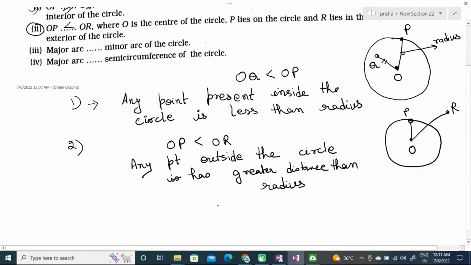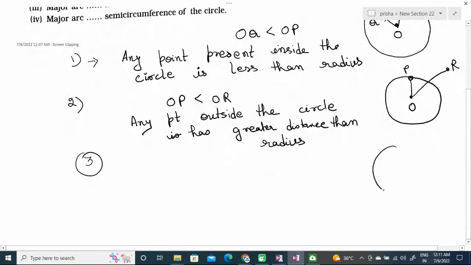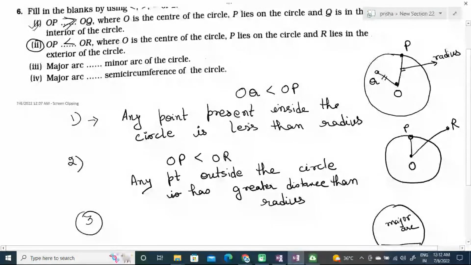Now major arc. What is the relation between major arc and minor arc? Can you tell me now? Yes, major arc is the arc which has the center, and minor arc is the arc which doesn't have the center. This is minor arc. This is major arc. So which is greater? Major arc is greater than minor arc.